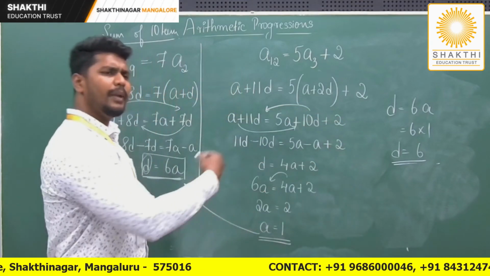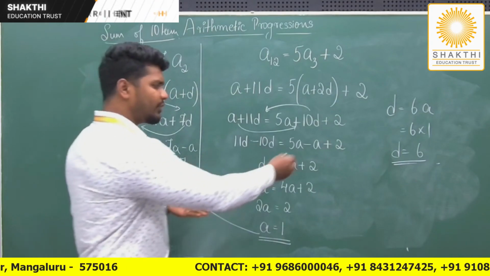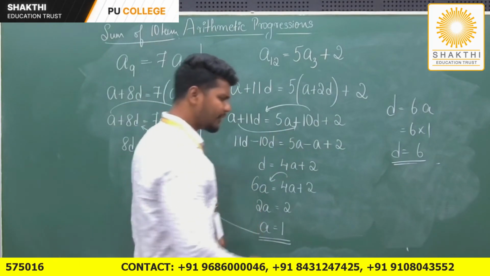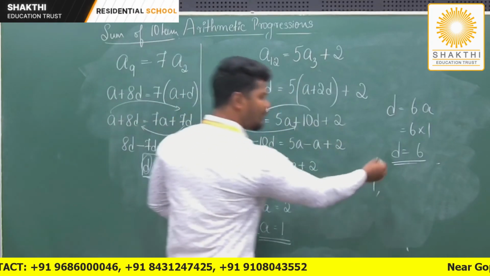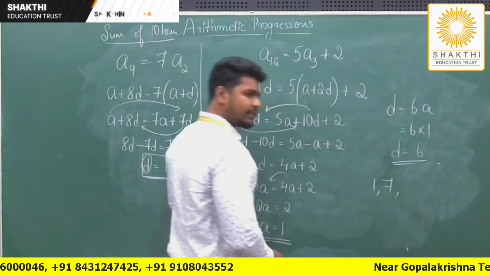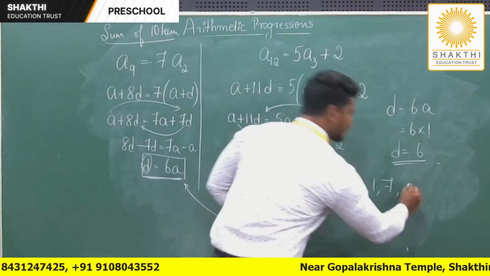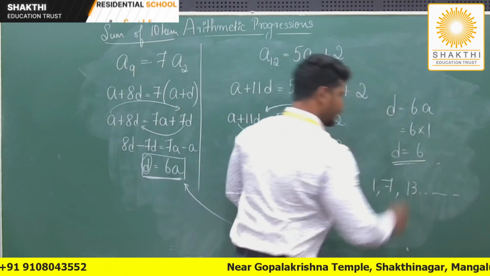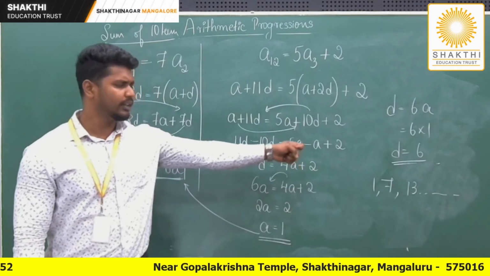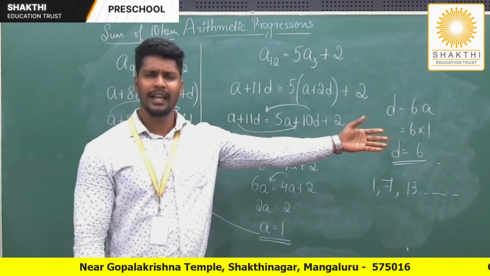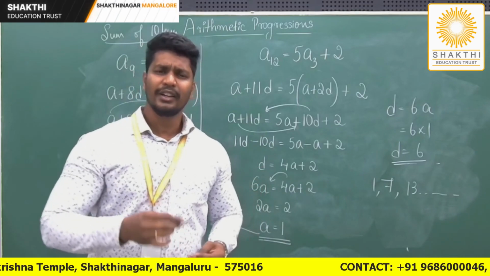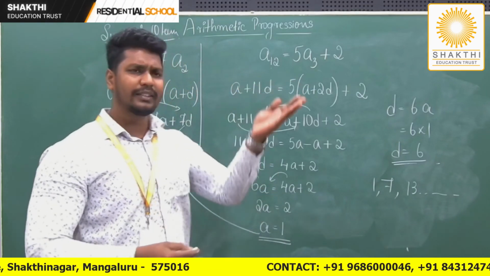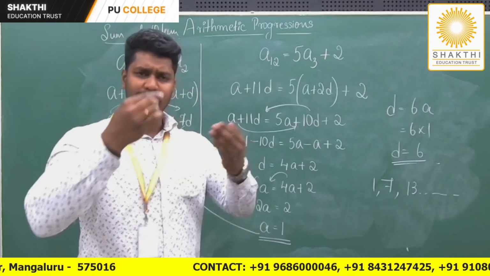Even if the AP is asked, to write down the terms of the AP, you know the first term is 1. The common difference is D, which is 6. The second term will be 1 plus 6, that is 7. The third term will be 7 plus 6, that is 13, and so on. The AP is 1, 7, 13, and so on. This is how we solve the sum, students. It is easy for us if we complete the data, whatever is given, write it down, and then simplify.